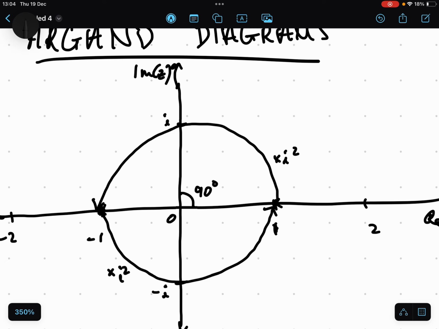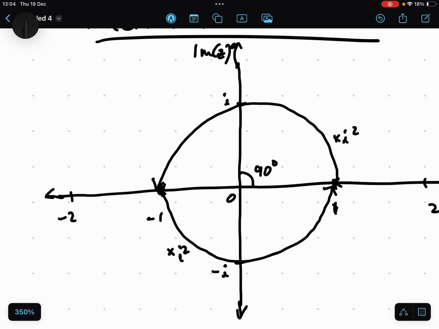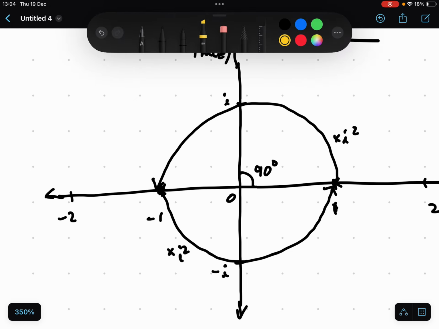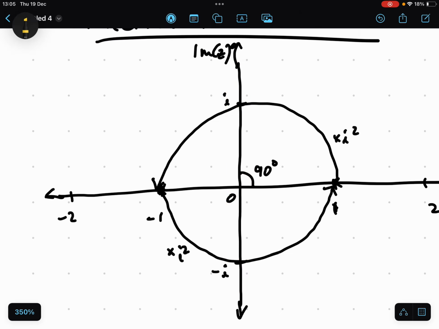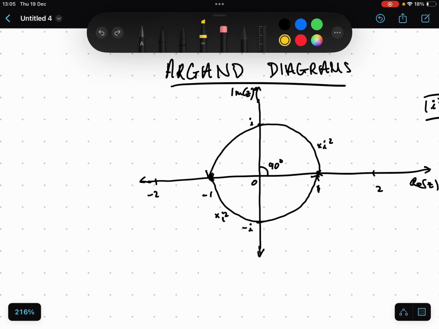It's not a real number. It can't exist over here. It has to exist on this axis. Lovely. Okay, got that out of the way. So that's kind of the intuitive approach to why we say it's 90 degrees.